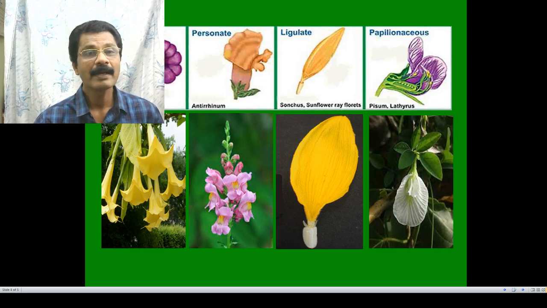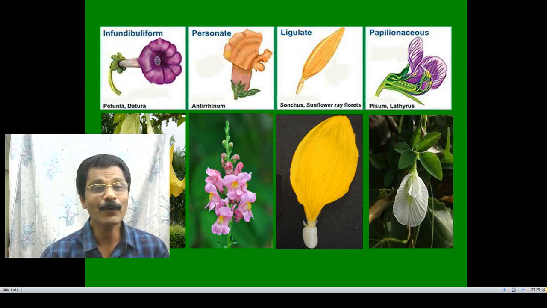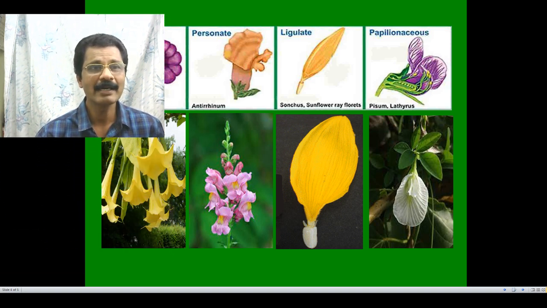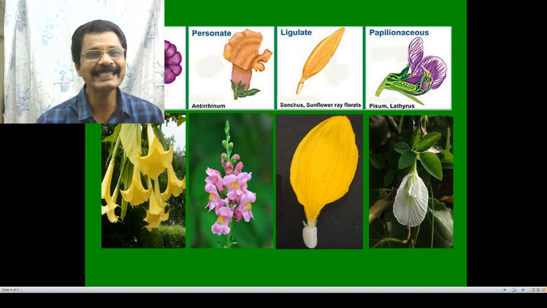Then another one is infundibuliform corolla. Infundibuliform means funnel shaped. In the case of Datura, Petunia, there you can see this funnel-shaped corolla, and such a funnel-shaped corolla is called infundibuliform corolla. Then personate corolla, as in the case of Antirrhinum. Then ligulate, otherwise called strap-shaped corolla, in the case of ray florets.